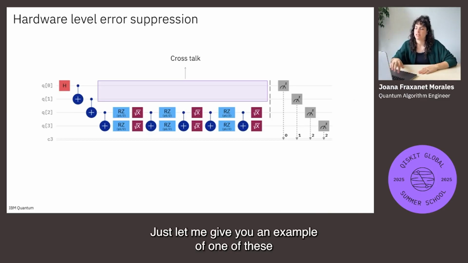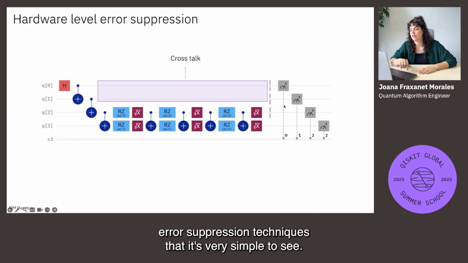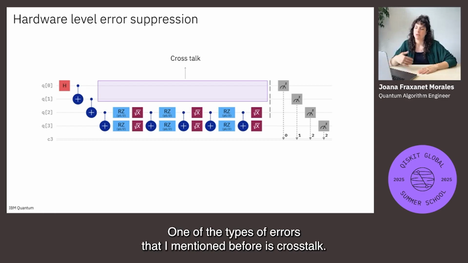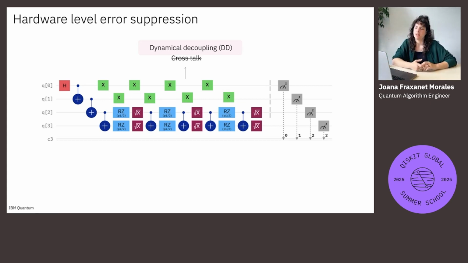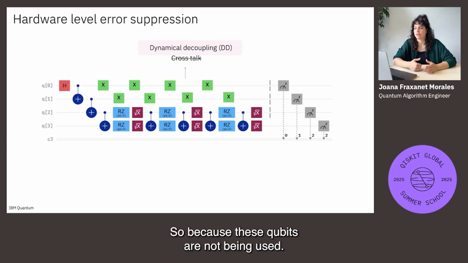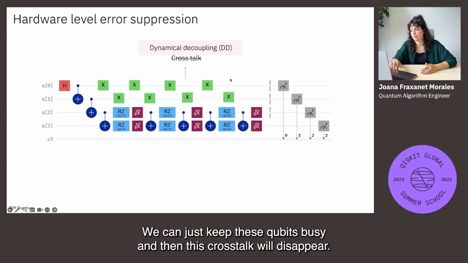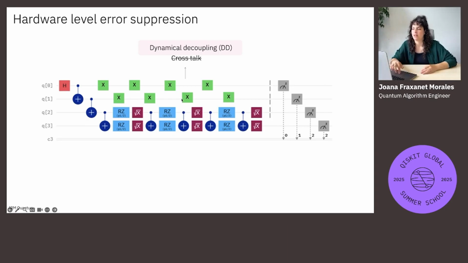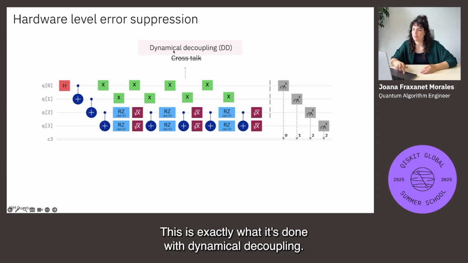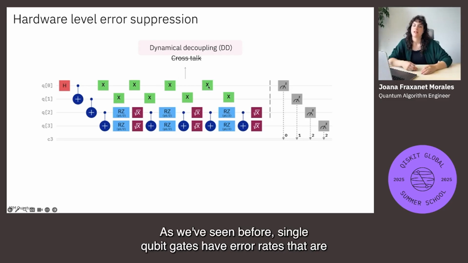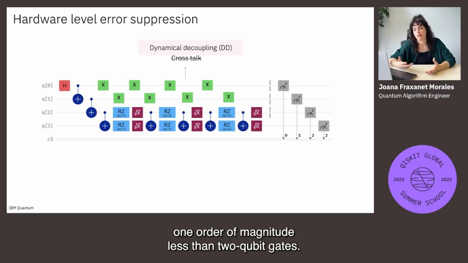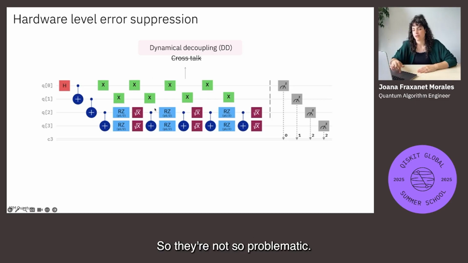Just let me give you an example of one of these error suppression techniques that is very simple to see. One of the types of errors that I mentioned before is crosstalk. For crosstalk, we have this problem that the qubits interact with their neighbors because the qubits are idle. So because these qubits are not being used, we can just keep these qubits busy and then this crosstalk will disappear. This is exactly what's done with dynamical decoupling. We just implement some single qubit gates. As we've seen before, single qubit gates have error rates that are one order of magnitude lower than 2 qubit gates. So they're not so problematic.